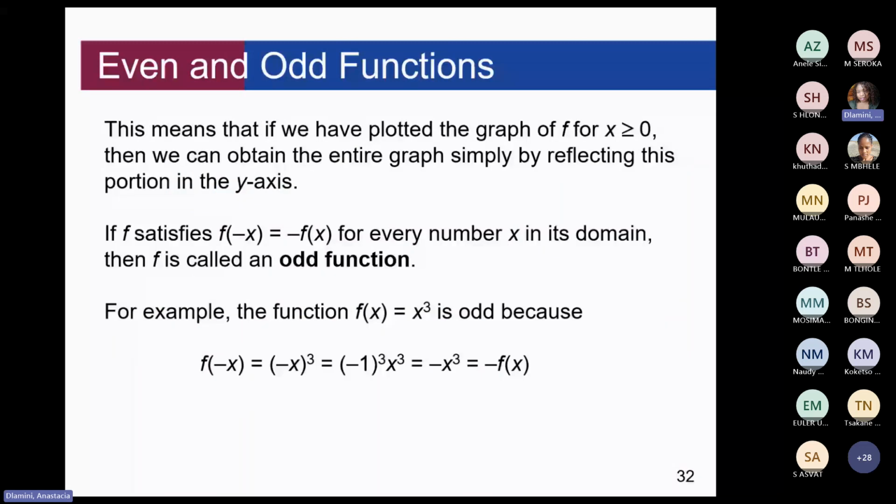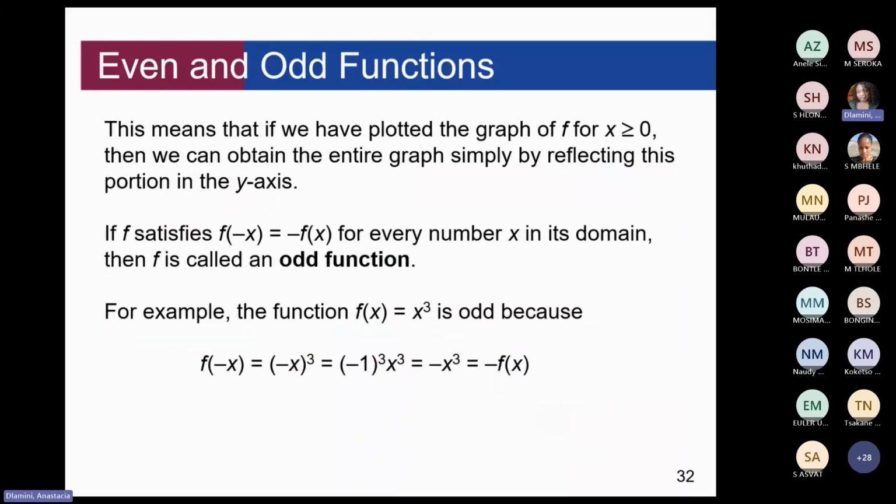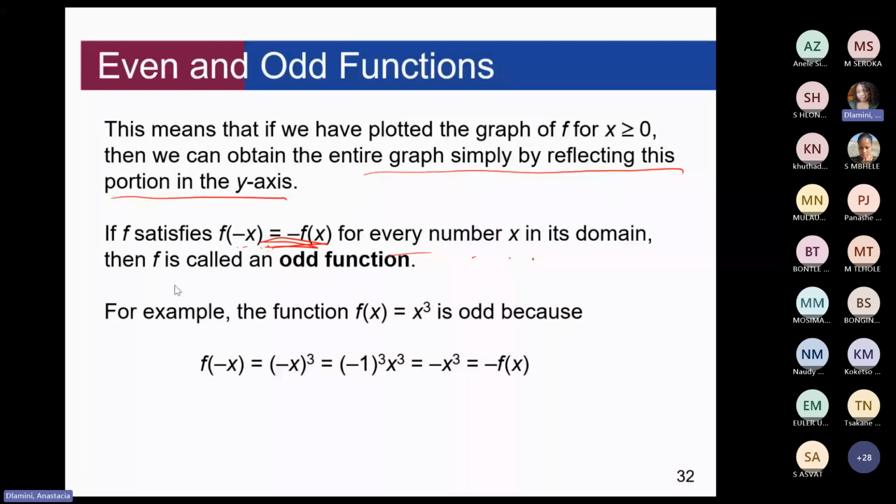This means that if we have plotted the graph of f for only x greater than 0, if we have plotted only this part, then we can obtain the entire graph by simply reflecting the other portion in the y-axis. If f satisfies f of negative x equals negative f of x for every number x in its domain, then f is called an odd function. For example, a cubic function is an odd function.